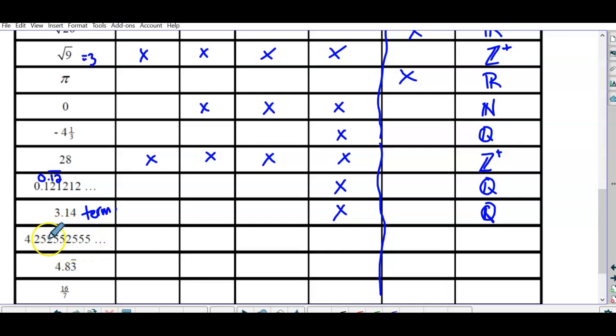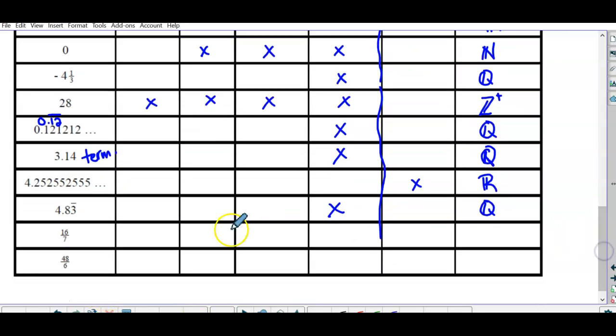And then this one, 4.2525552555. There's a pattern, but it's not a repeating pattern. So that's irrational. Just need an X there. Okay, and so we'll put the real number system. Irrationals are part of the real number system. 4.83 repeating. So that is a repeating decimal, so that's rational. 16/7 is a fraction made up of integers, so that's rational. 48/6 is a fraction made up of integers, but it actually simplifies to 8. So that's a natural, whole, integer, rational. So that most specific is there.